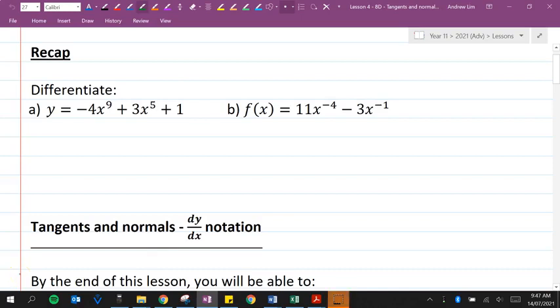Okay, so in this video, we're going to be looking at tangents and normals, dy dx notation. But before we do that, let's do some recap questions. So you already know how to differentiate. So let's have a look at question A and B. I'll get you to pause the video, have a go with differentiating these functions, and then let's check our answers.